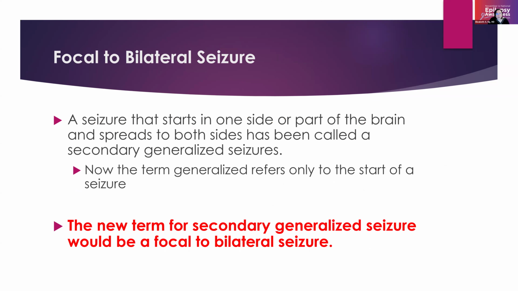So focal to bilateral seizure was previously called secondary generalized seizure. So that's a seizure that starts in one side of the brain and spreads to both sides. And now the term generalized refers only to the start of a seizure.